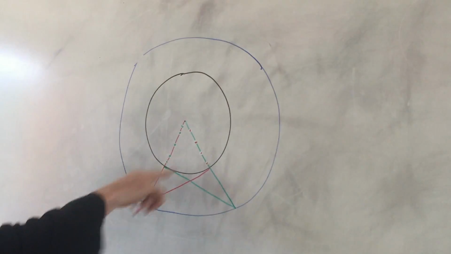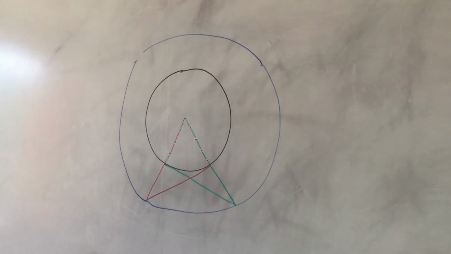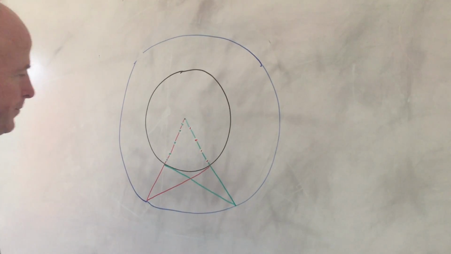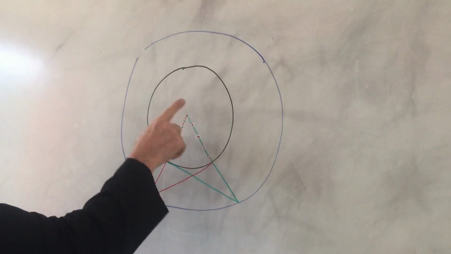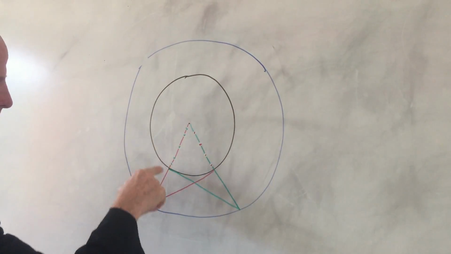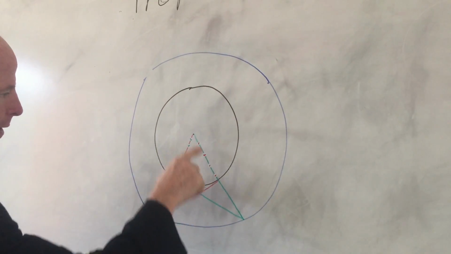We've got to prove that that's touching it now. I can't just say, well, it looks like it's touching it. You've got to prove it. Okay? Now, let's look at these two triangles, the green triangle and the red triangle.